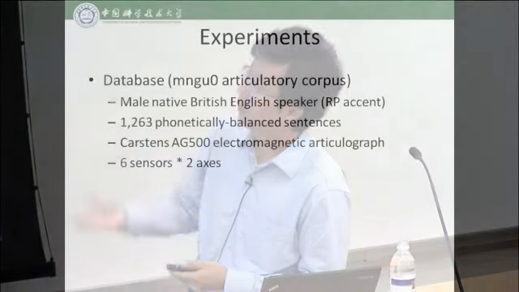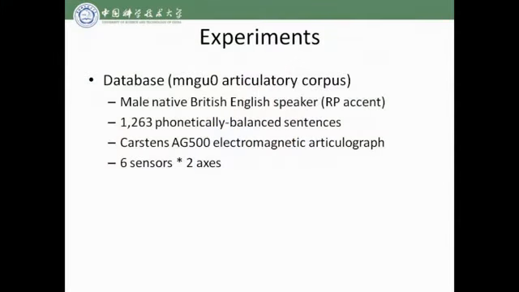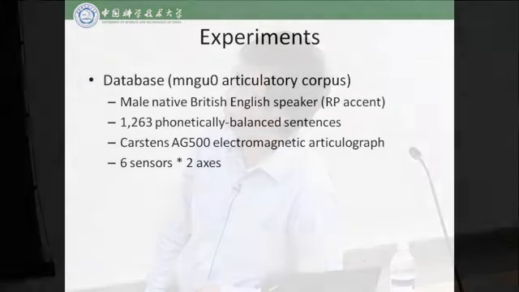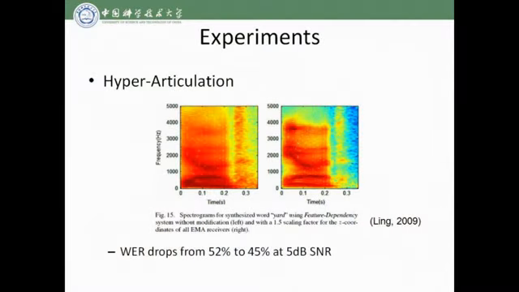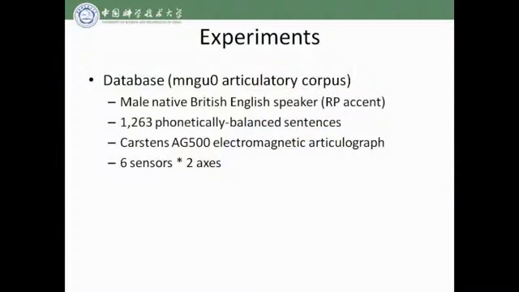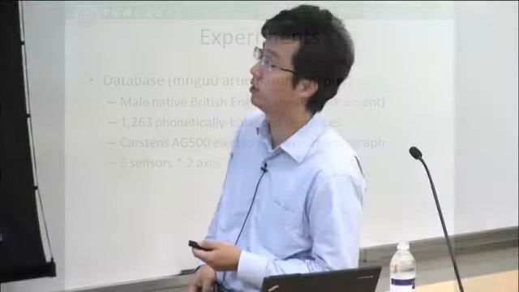Here I can show some experiment results. We use an English database. Because the recording is expensive, we have only more than 1,000 sentences, but that's enough for speaker-dependent speech synthesis model training. We use 6 sensors, and each has 2 dimensions. You have EMA data for all these 1,000 sentences? Yes. That's good. I think this database is public. Every researcher can use it. There is a website for this database now.